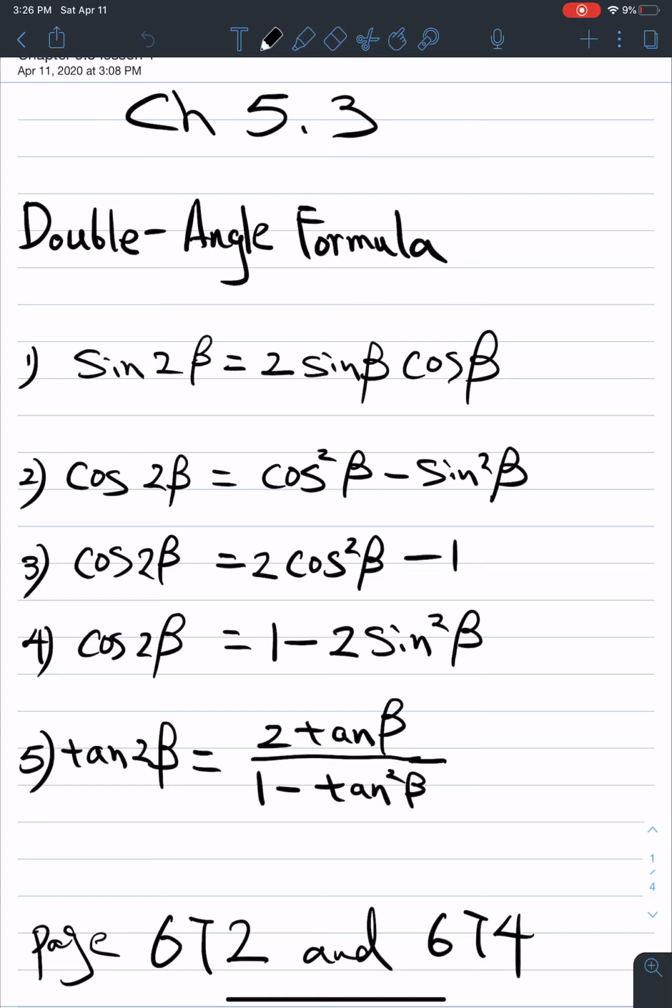Let's open your book, page 672. On pages 672 and 674, there are 5 formulas. I hope you can remember those 5 formulas. We are working on double angle. Let's work on the first example.